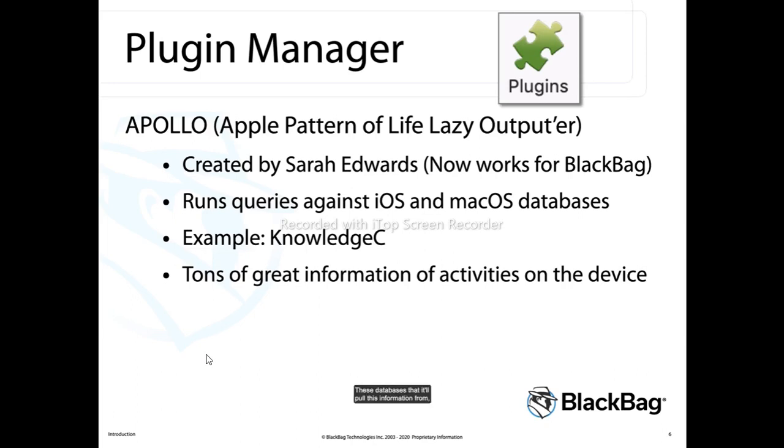These databases that it'll pull this information from will actually run against iOS and macOS evidence. So when you bring that evidence into your case, you have the possibility of this information being there and that Apollo plugin running across it and giving you results. Knowledge C is one of the most popular or most heard about sources for this type of data. But there's also a lot of other categories under here that can be extremely useful for your case.